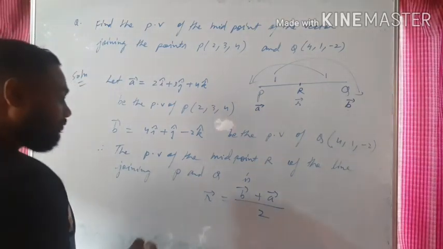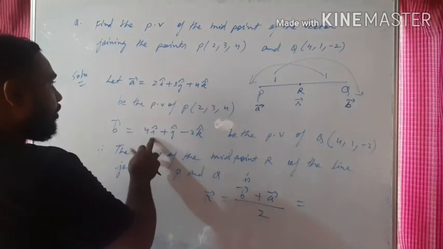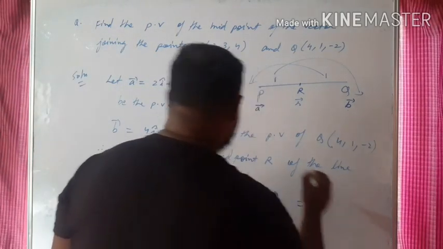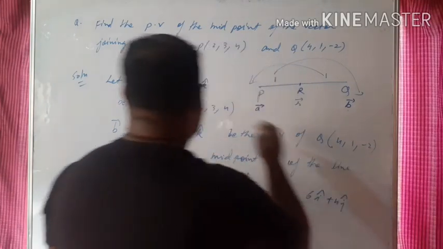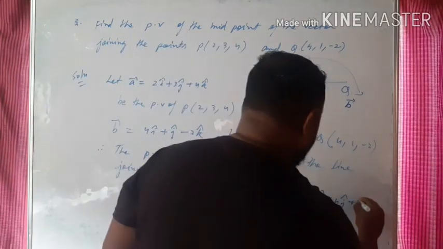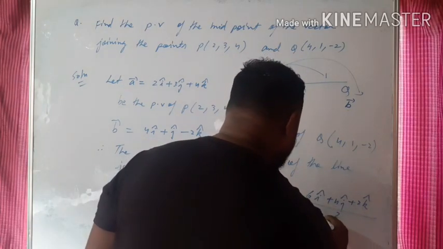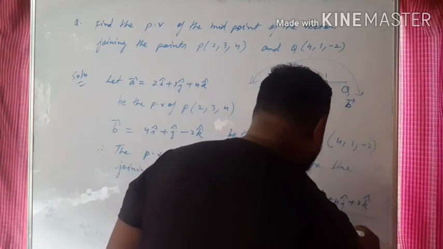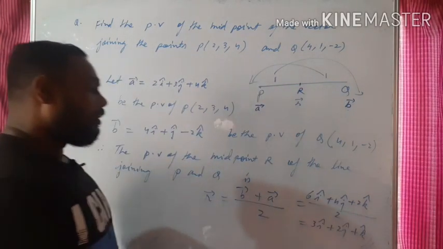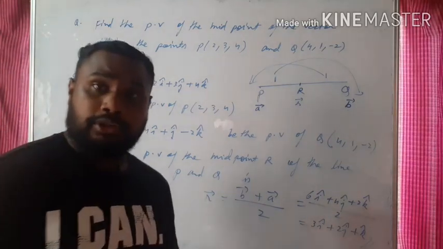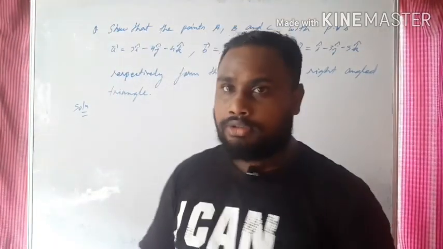So here, directly adding a and b, it will be 6i plus 4j plus 4j, sorry, 4j, and plus 2k, divided by 2. So I will get 3i plus 2j plus k. So this will be the position vector of the midpoint. Okay, so let's see this question.